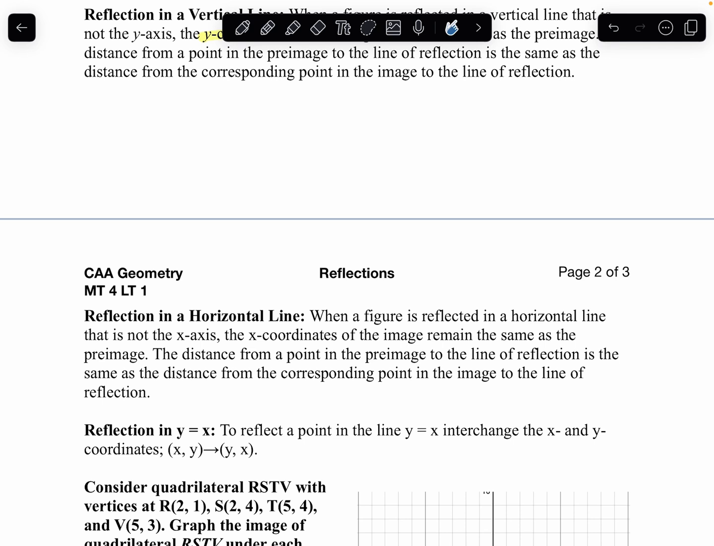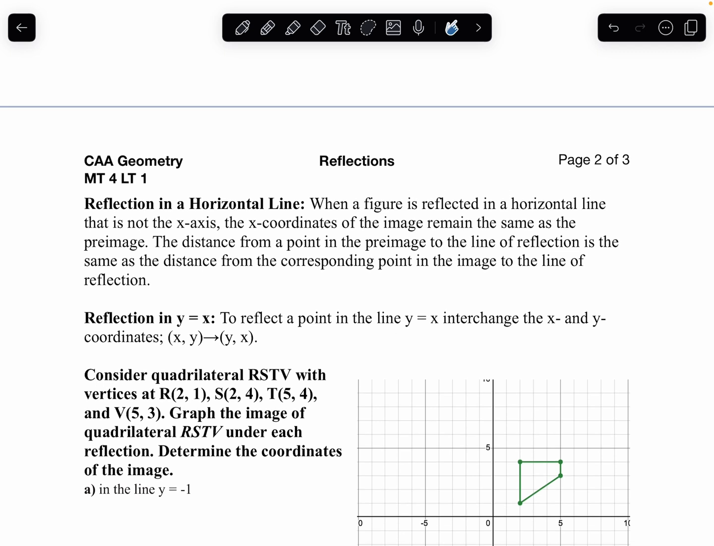When you reflect it over the line y equals x, just think of what y equals x means. You're going to take each coordinate and you're going to flip them. X is going to become y, y is going to become x.